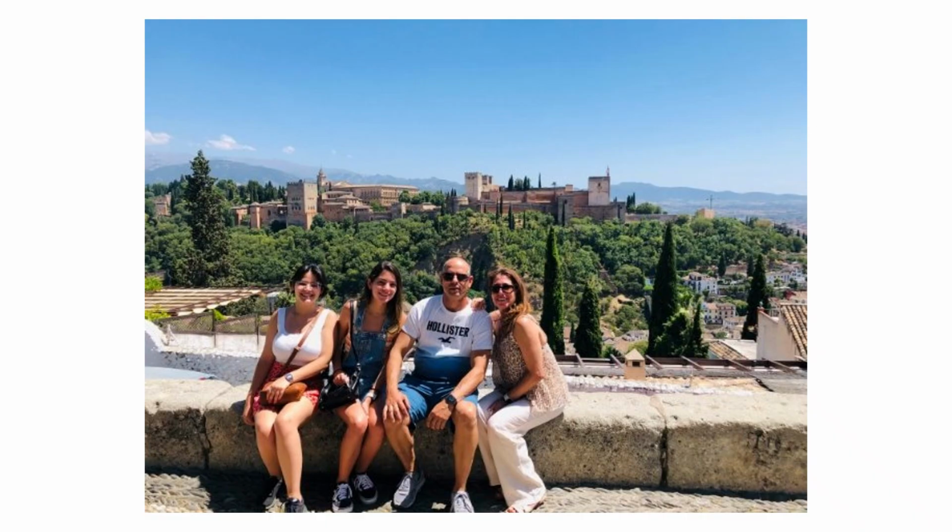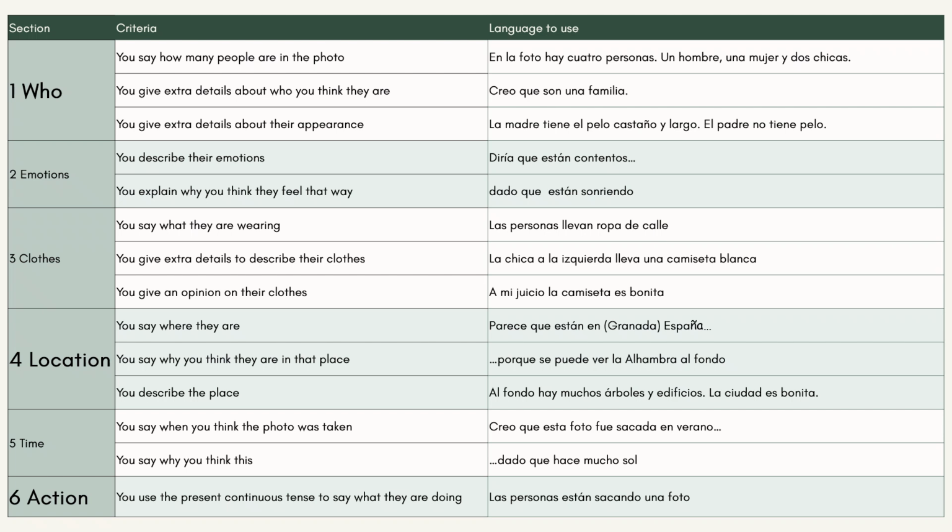So we're going to do 3 examples. The first one, I have written the description and you're going to translate it into English. Then we'll do one where you translate it into Spanish, and then you'll do one freehand on your own. So this is the first picture. So just take a look at it so you know what we're describing, and we are going to use this now with just the content criteria, and I have written the description for you. So in the language to use column is actually the description, showing you what each section of the criteria would look like as a sentence to describe the photo.